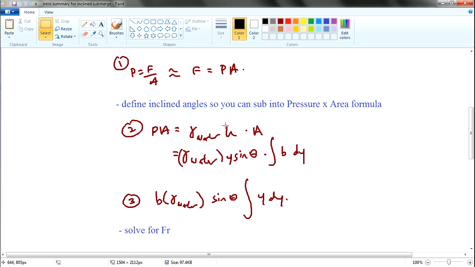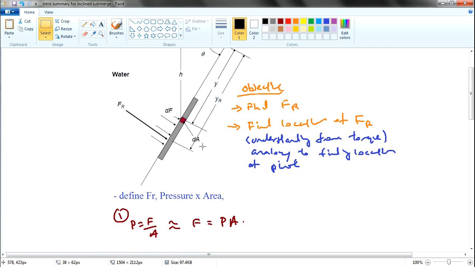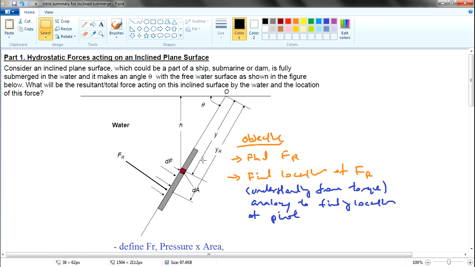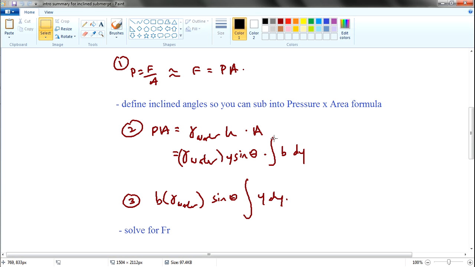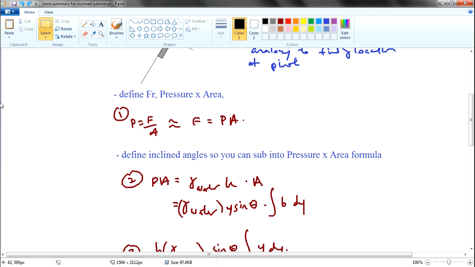Oh yeah, we need to care, sorry. This height depends on y sine theta, which is this y, the length of the gate to whatever point that you're referring to. And then the area you can expand to the breadth of the item times a small change of dy. You bring your b outside and you bring your y inside, and you get an equation like this. So this is the breadth, just bring it up, and then you bring your y into here. It's just a rearranging of stuff like that.